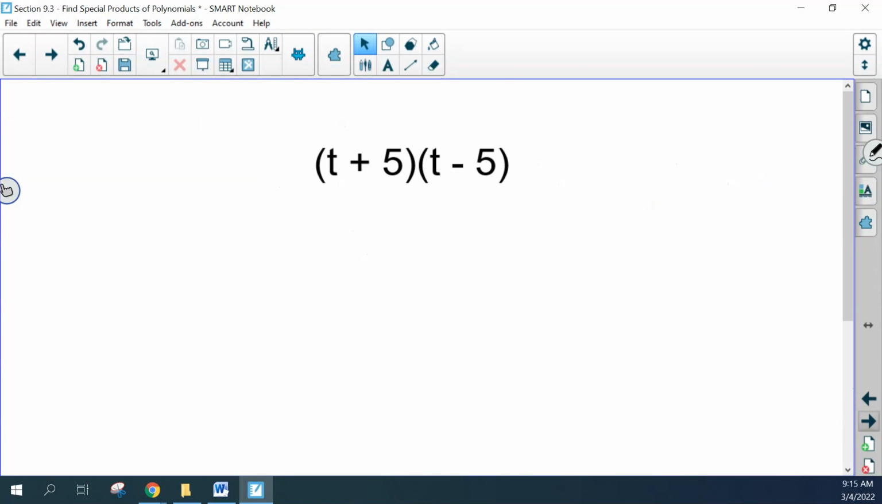Okay? So an example of this. Here we have the same exact binomial, just one's positive, one is negative. It's going to always turn into a squared minus b squared. So t squared minus, and then what would 5 squared be? 25. And this should always be a perfect square.